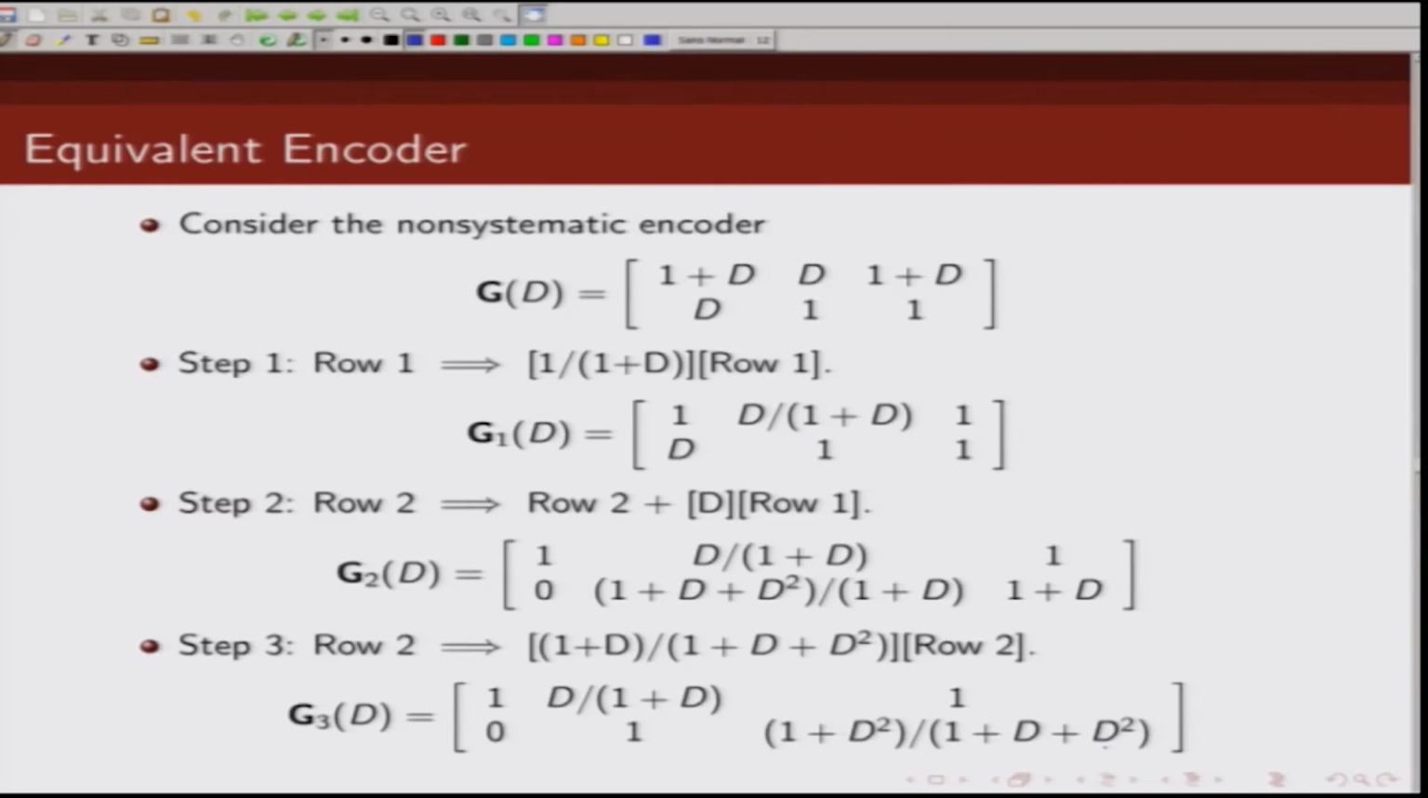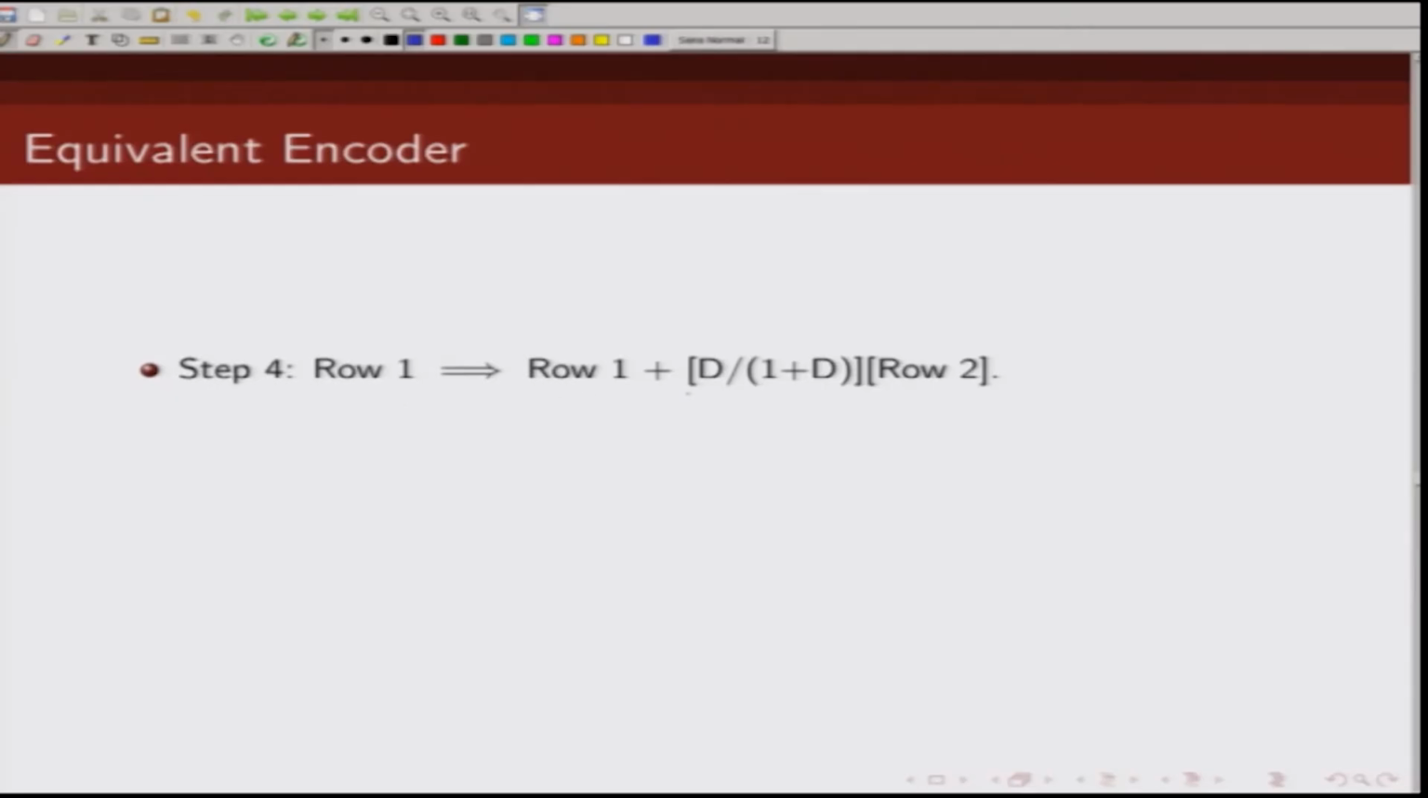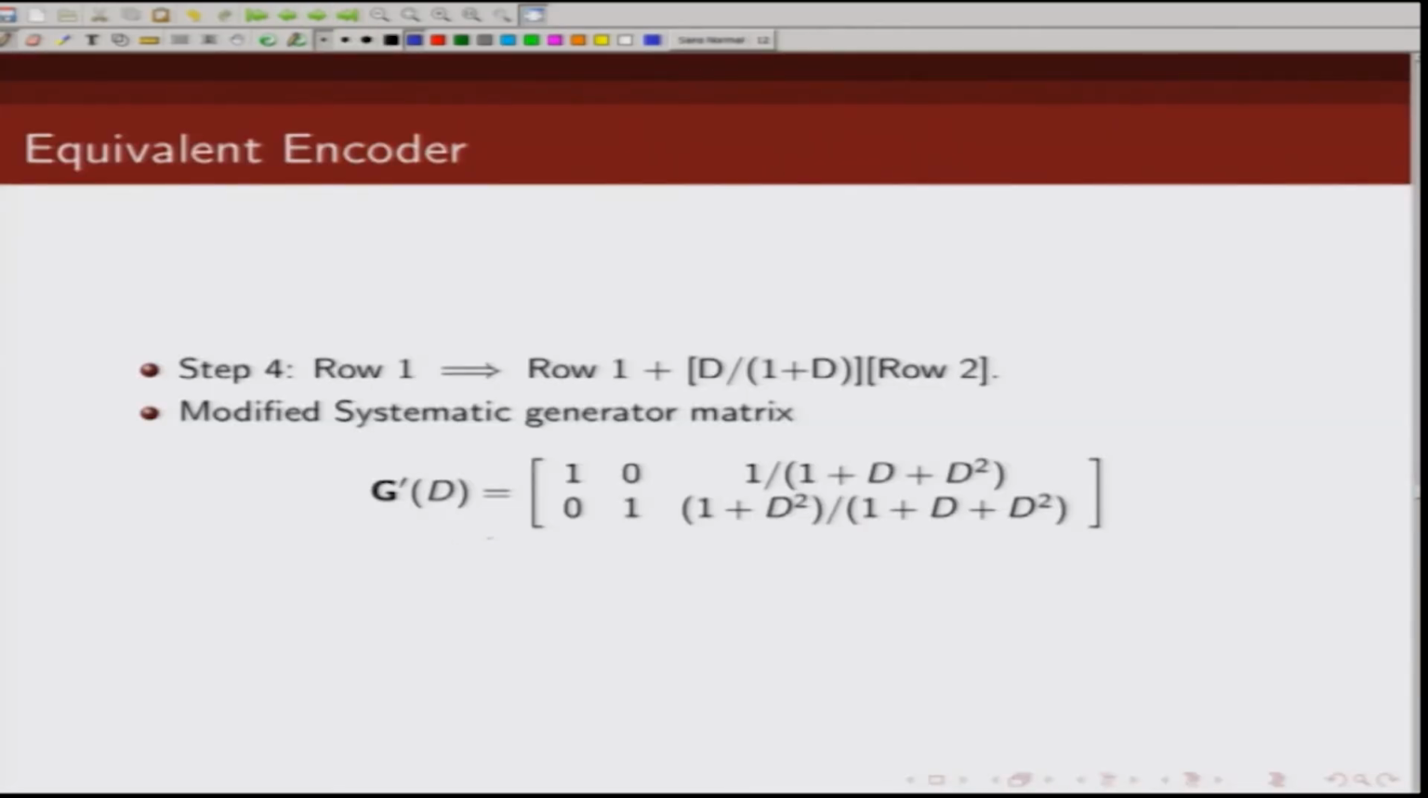So, what we have got so far is, we got a 1 here, we got a 0 here, and a 1 here. Now, what else is remaining? We have to make this an identity matrix, so we have to make this 0. How can we make this 0? We multiply this by this and add it to the first row, and we can make it a 0. So, to row 1, we add D times row 2. If we do that, the modified generator matrix that we get is this.